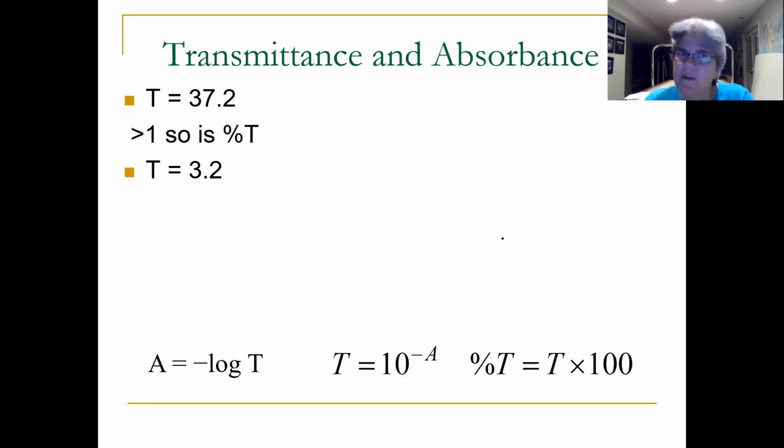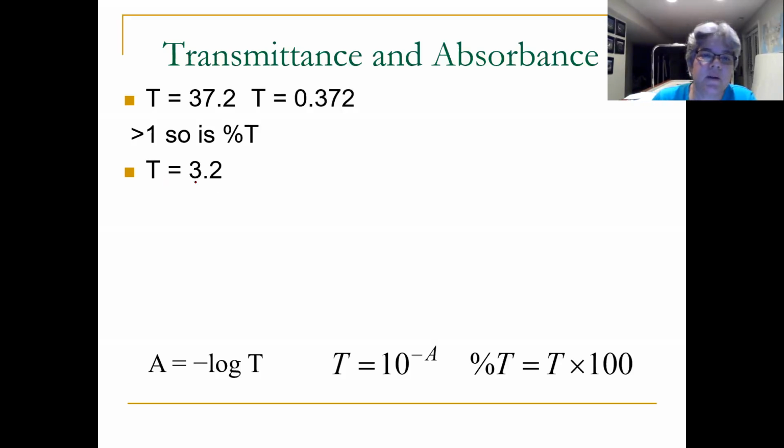Now, why don't I say percent T? Because it's practice to just say T is 37.2, and you are supposed to be educated and know that is percent T. So they don't always tell you it's percent T. You have to know if it's bigger than 1, it's percent T. To change these to absorbance, I need to divide by 100. So T is going to be 0.372.